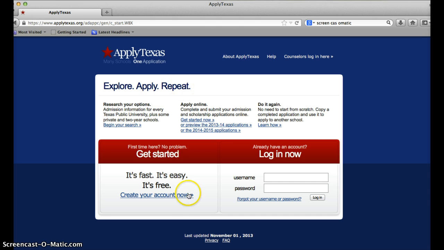And so what you're going to do is, for those of you that do not have an account, you're going to create a new account. And for those of you that do have an account, go ahead and log in. Those of you that have an account would include any of you that have taken dual credit classes and have applied to NCTC. So I will go ahead and use my current login.